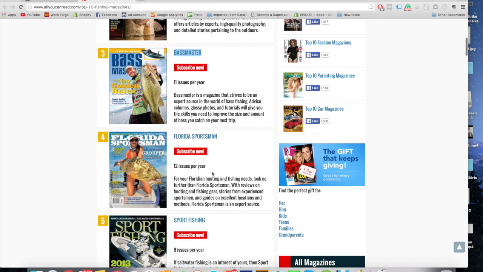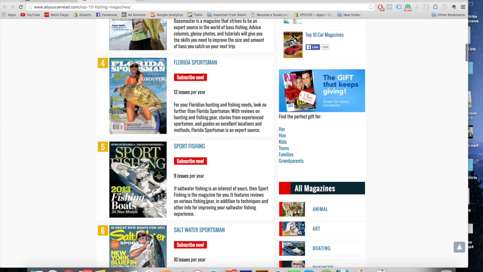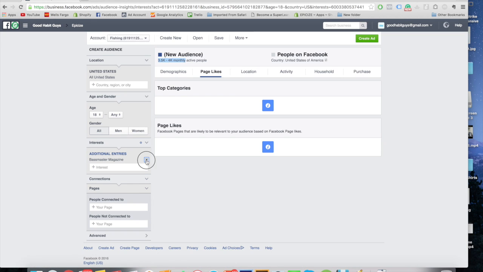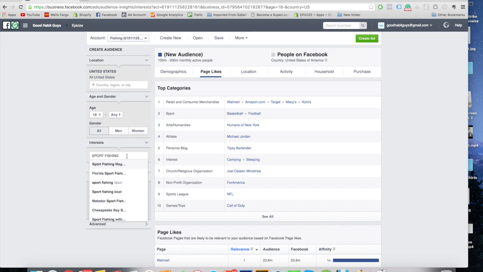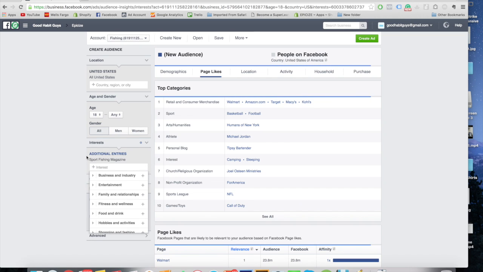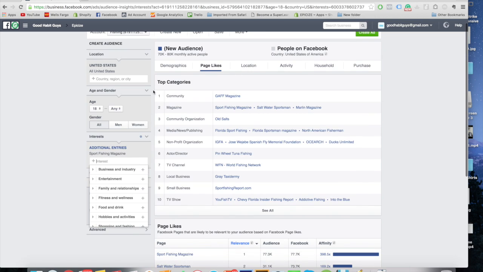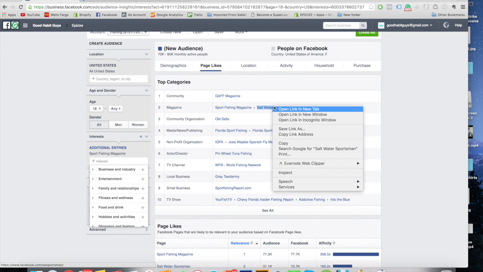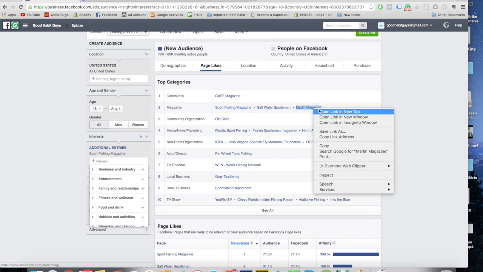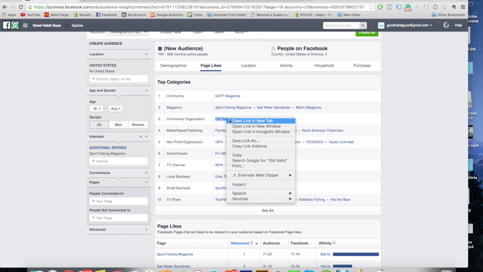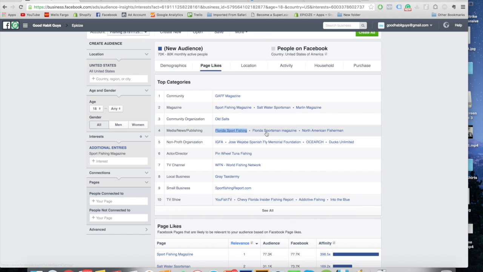Okay, Florida Sportsman, Florida hunting and fishing needs. Again, hunting and fishing. Sport fishing. Let's see if we can find anything with sport fishing. Sport Fishing magazine. Okay, 70 to 80,000. Excellent, that's already something. Now, again, we're gonna start to open up these categories and see where we can get to. Florida sport fishing.